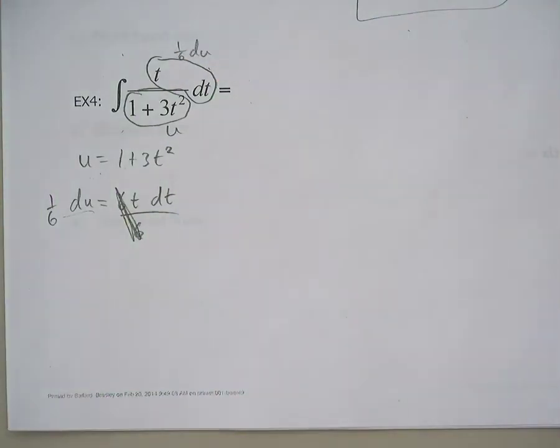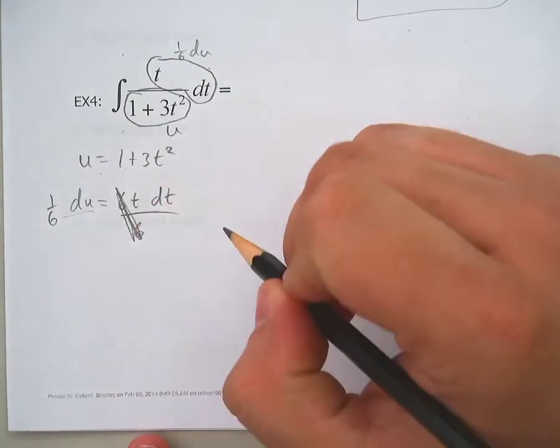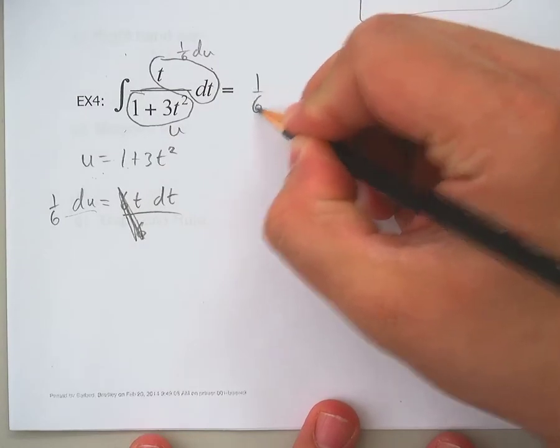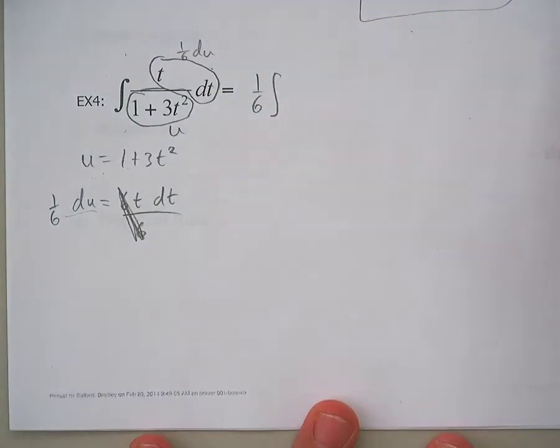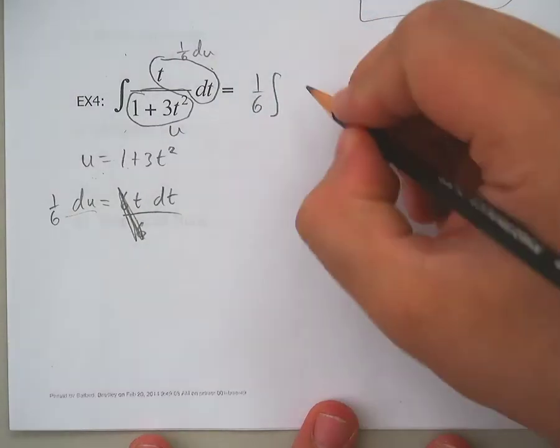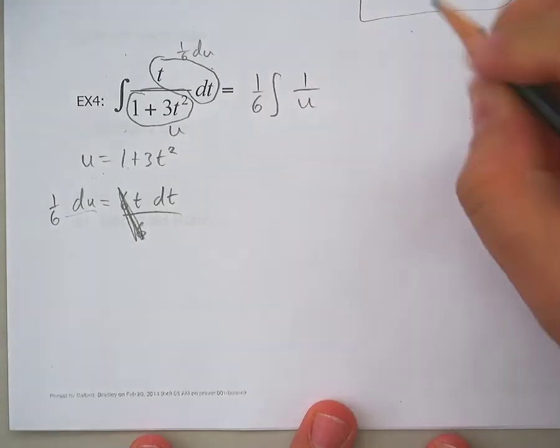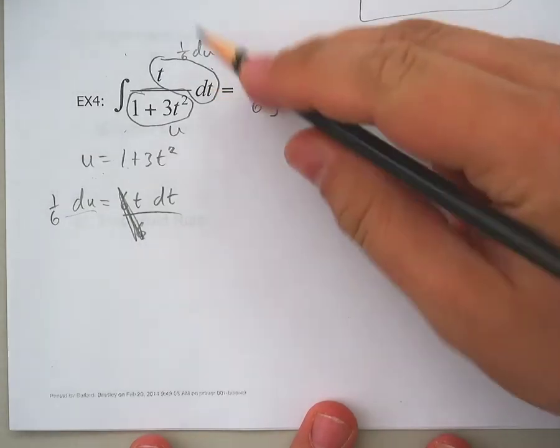So let's write down what we've got here, just to kind of clear the setup for a second. I've got my 1/6, and I've got 1 over u and du.